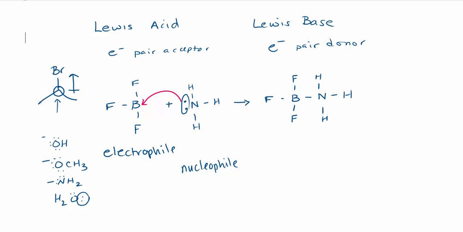A pi bond can also be a nucleophile. So a nucleophile is going to be either a pi bond or a lone pair of electrons on an atom. And we will talk about that nucleophile as the atom or as the molecule itself, not necessarily as the lone pair.